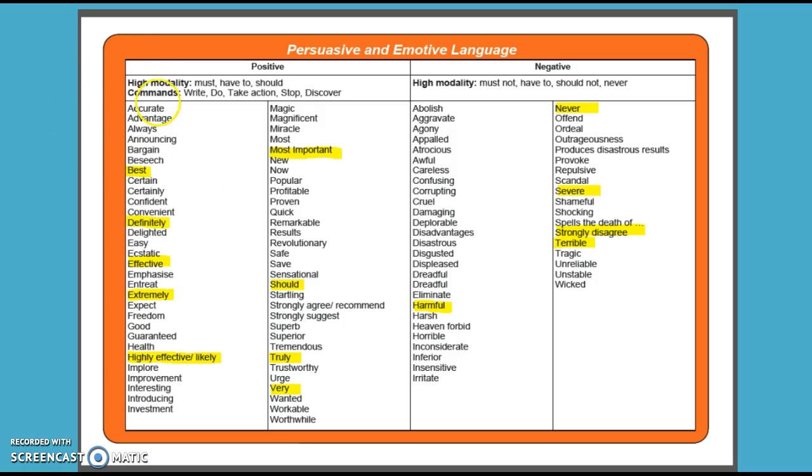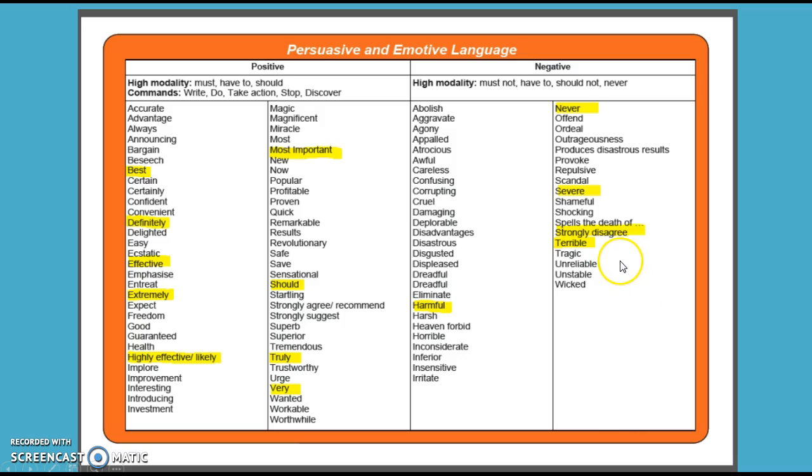For example: best, definitely, effective or most effective, extremely. It is extremely important to blank. It is highly effective to blank. Most importantly, we should do this. It is truly important to do this. It is very important to do this. Or maybe you want to go more negative. We should never do this. It could have severe and harmful consequences if we do this. I strongly disagree with this idea. It would be terrible.